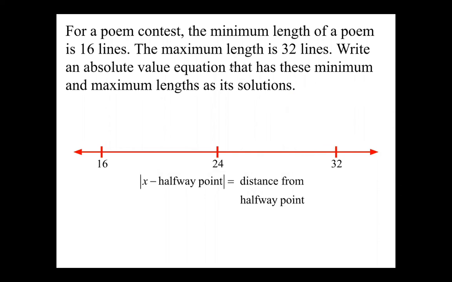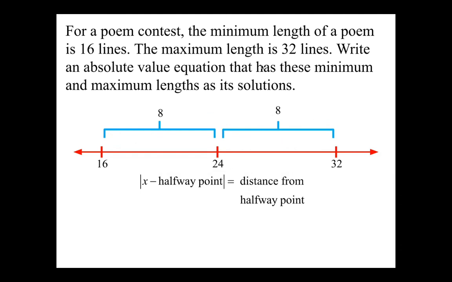Now that you have your halfway point, you can go ahead and find the distance between the minimum value and the midway point, and then also the maximum value and the midway point. So you would find here that those would be equal. The distance between 16 and 24, you would just subtract it. 24 minus 16 would be 8. And the distance between 24 and 32, once again subtracted, would be 8.